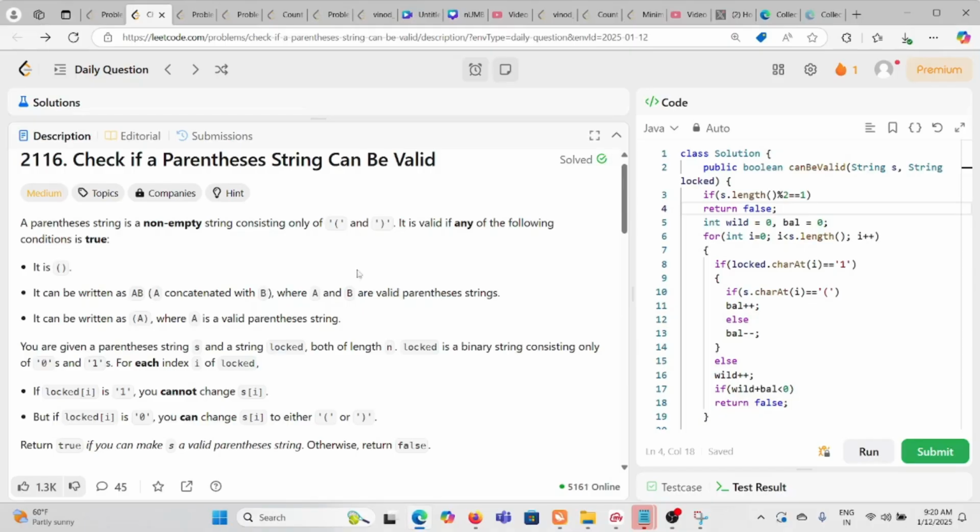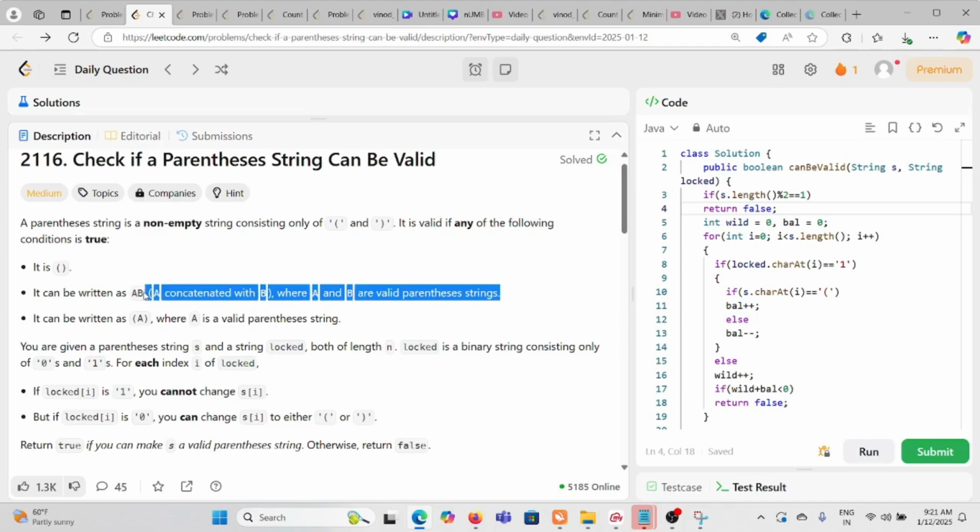So today we are solving this problem, check if a parenthesis string can be valid. A parenthesis string is a non-empty string consisting of open and close brackets. It is valid if any one of the following is true: either we have a close and open correspondingly, or we have A and B, so A concatenated with B, where A and B are valid parentheses.